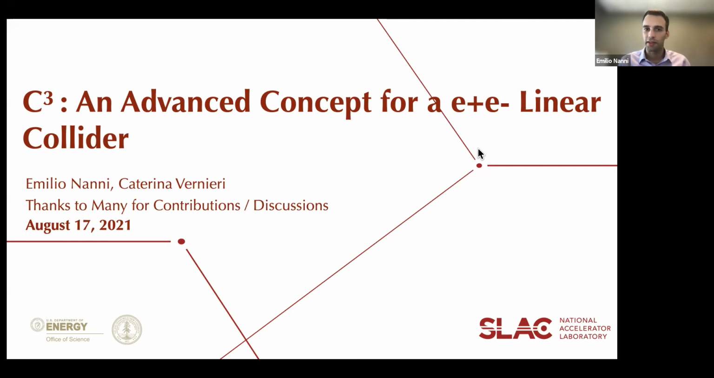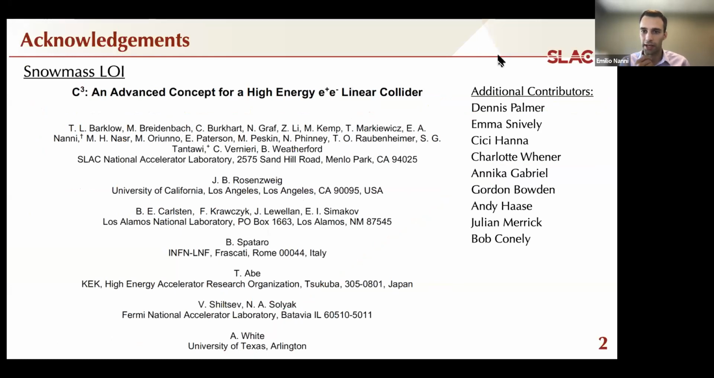So today I'll be presenting C cubed, which is our advanced concept for an e+e- linear collider. Special thanks goes to Katerina. She's been helping me in particular over the past couple of months in putting these slides together and exploring the scenarios that we'll discuss today. But of course, many people have contributed directly and through discussions. So a more accurate list of contributors to this presentation is really from our Snowmass LOI, plus some recent experimental activities from collaborators at SLAC, shown over on the right here.